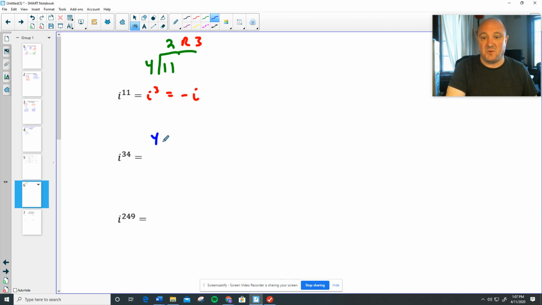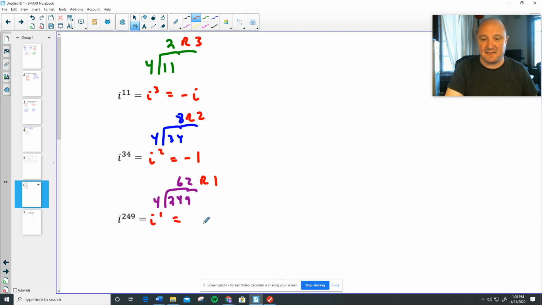Let's do it again. 4 into 34. How many times? 8. What's the remainder? 2 left over. So i to the 34th is the same thing as i squared. That equals -1. i to the 249th. Yikes. I'm always dividing 4 into whatever the exponent is. It goes in 62 times, and what's my remainder? 1. So i to the 249th is the same as i to the first, and that, of course, is just i.